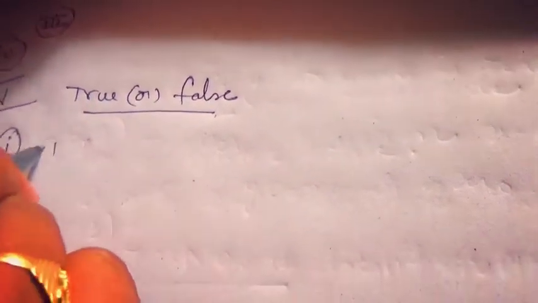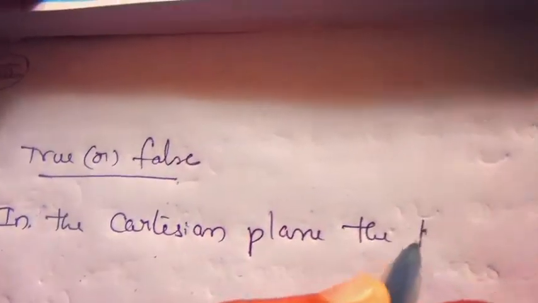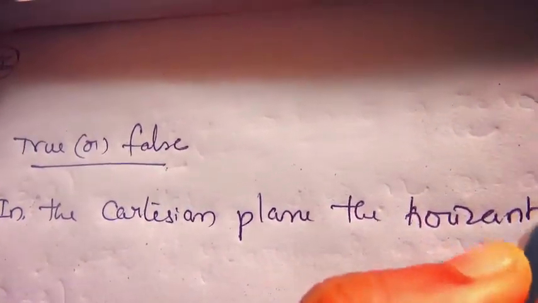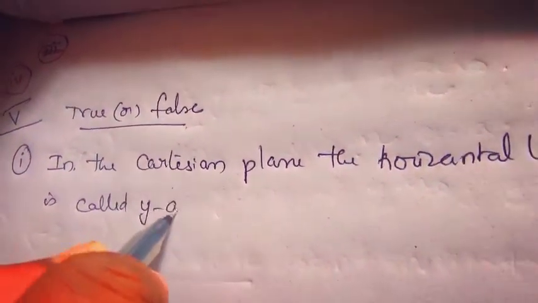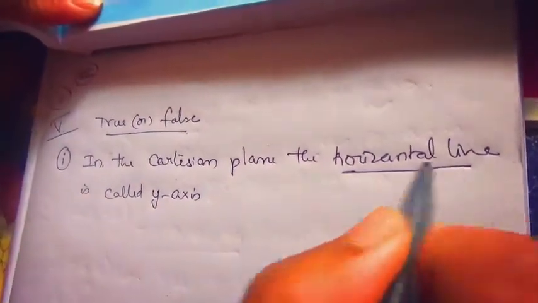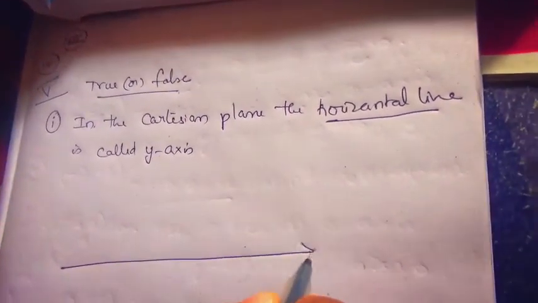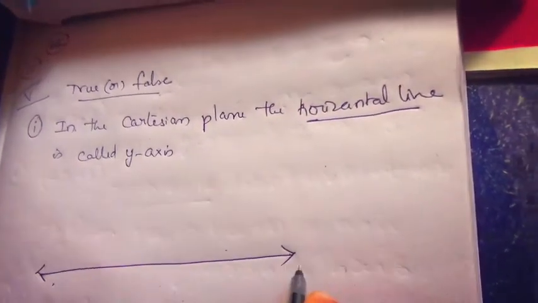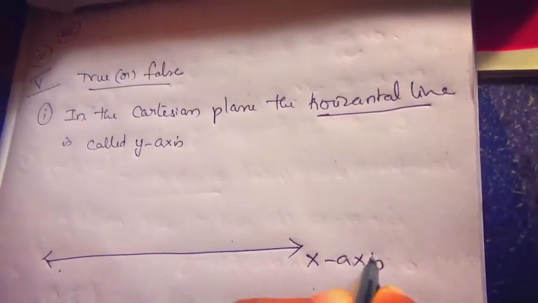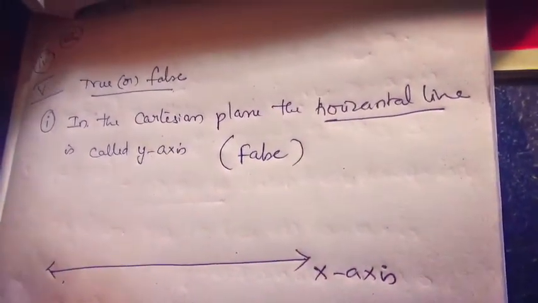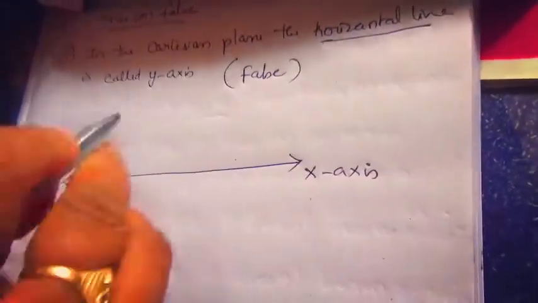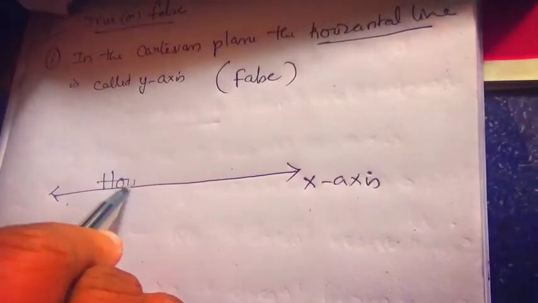The first one is, in the Cartesian plane the horizontal line is called the y-axis. What is the horizontal line? Here it is the horizontal line. Yes, the horizontal line is the x-axis, not the y-axis, hence it is false. So what is the correct statement?